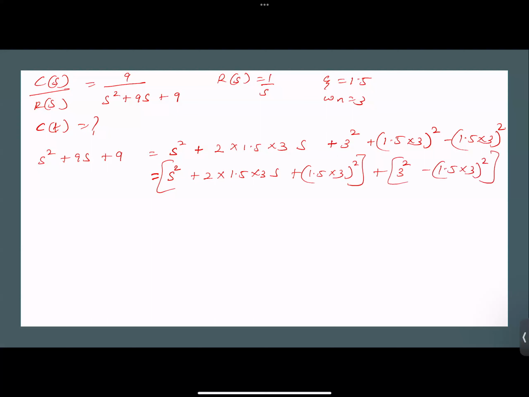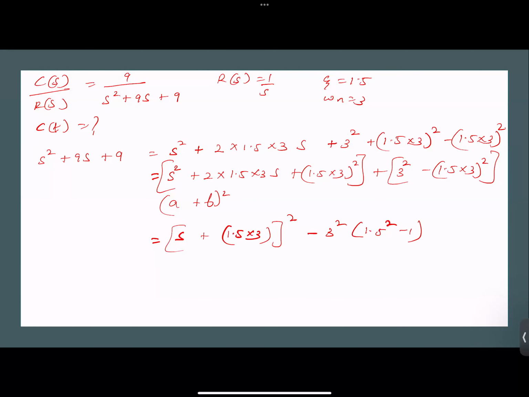So this is in the form of a plus b the whole square, correct? So it greatly simplifies our equation. So when we write it down, what we get is s plus 1.5 into 3 the whole square minus 3 square into 1.5 square minus 1. Okay.